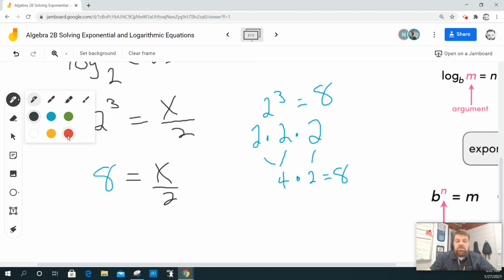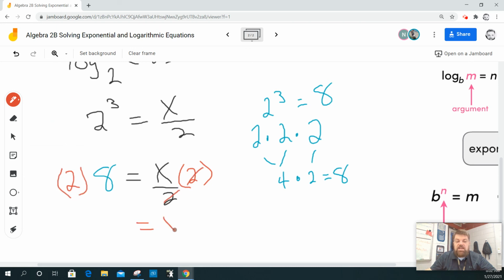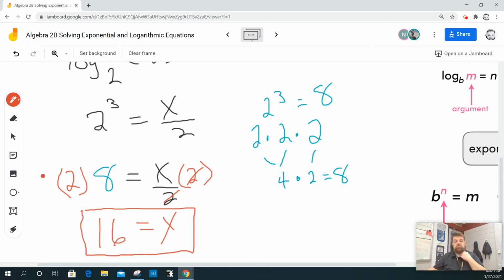Now for the 2, I want to move the 2 away from the x. I'm dividing by 2. So to get rid of the 2, I have to do the inverse of divide, which means I need to multiply. Okay? 2 divided by 2 is 1. 1 times x is just x. And 2 times 8 is 16. And that is how you solve that one.